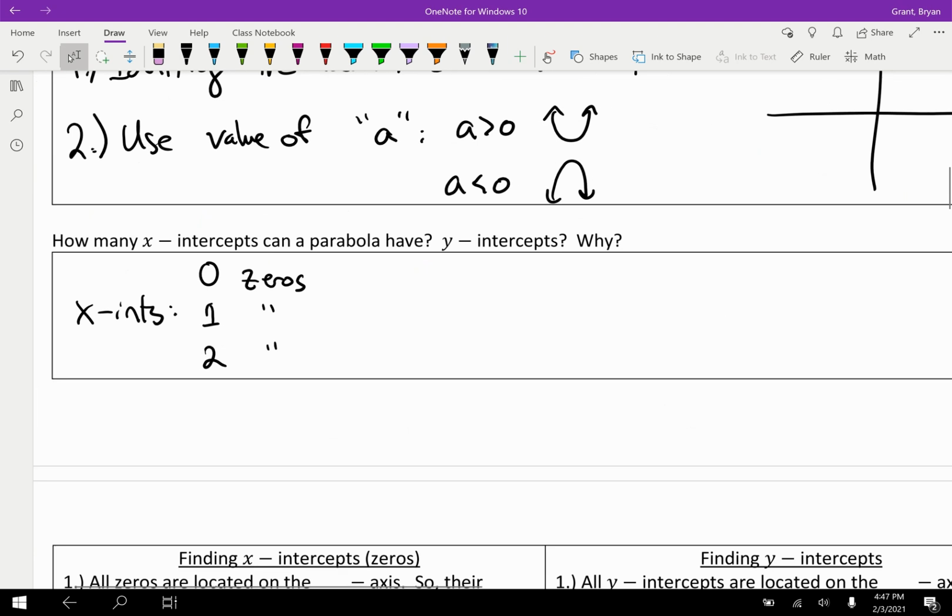So for our x-intercepts, there could be 3 possibilities. There's 0 of them, 1 of them, 2 of them. For our y-intercept, though, we'll do it like this. There can only be 1. That's it.